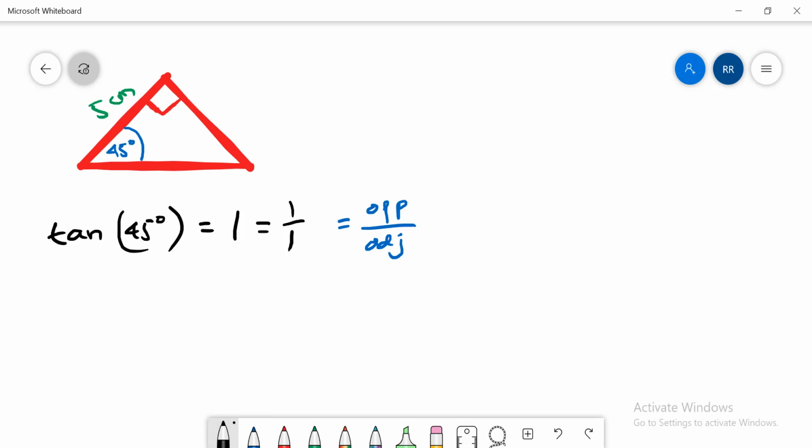So we have the side in front of 90 degree, which is the hypotenuse. This side in front of the 45 degree is the opposite, and it leaves this one as the adjacent, right? Because it's just 1 over 1, the number on the numerator is the same as the denominator. So if the adjacent is 5 centimeter, then the opposite will also be 5 centimeter because it's 1 over 1, right?